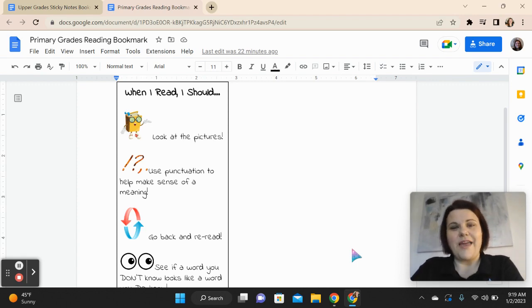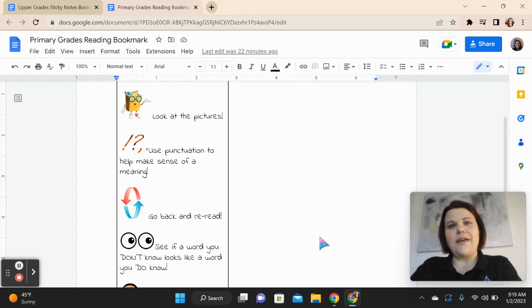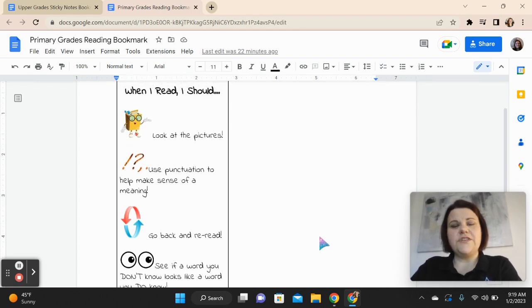So, what I'm going to be providing you with is a bookmark. I've got a primary bookmark as well as an upper grades bookmark. And if you like either one of them or both of them, feel free to download the resource and use it as you see fit. What I want to share with you is how I use this resource with younger students as well as older students. So, in the primary grades reading bookmark, I have reminders to my students.